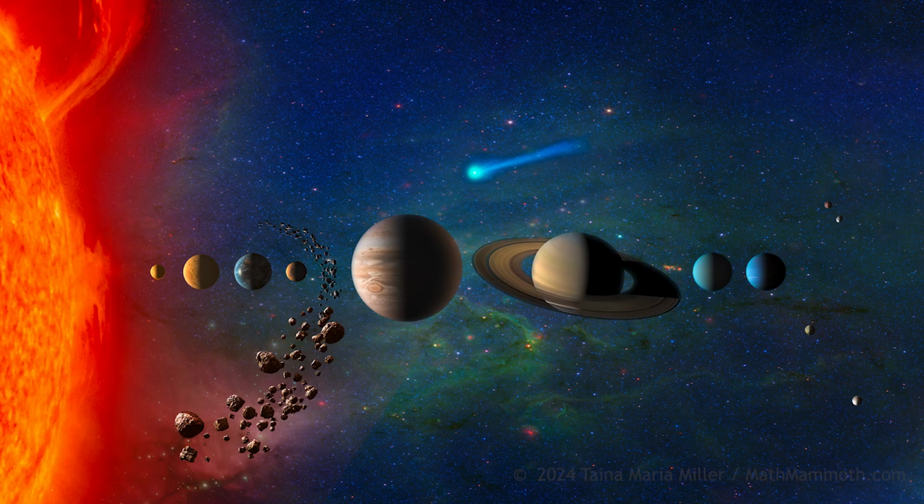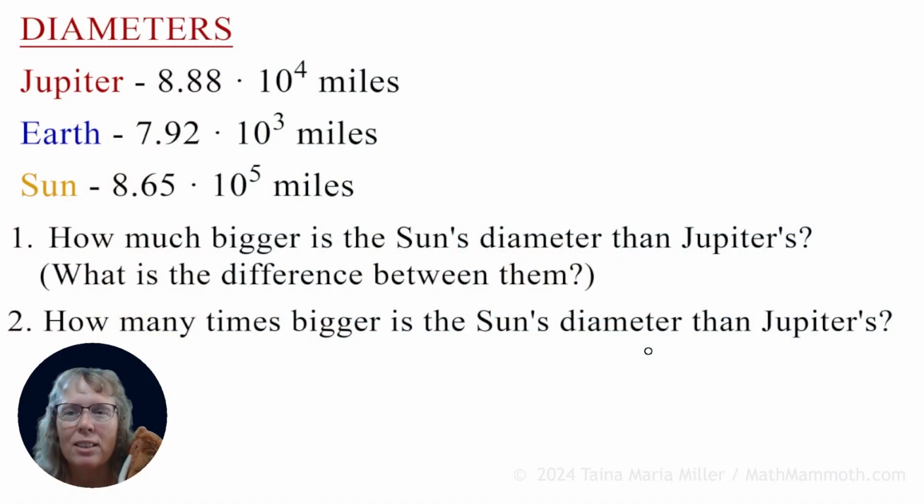Now let's look at diameters of some heavenly bodies. We have Jupiter's, Earth's, and Sun's diameter given in scientific notation and in miles. If we look at these two questions here: how much bigger is the Sun's diameter than Jupiter's? In other words, what's the difference between them? And then, how many times bigger is the Sun's diameter than Jupiter's?